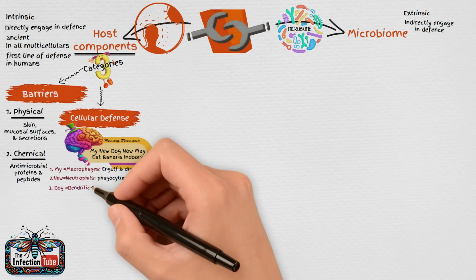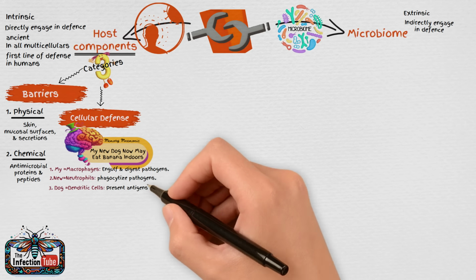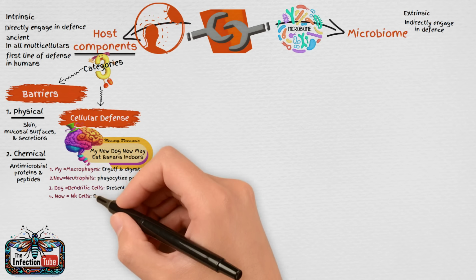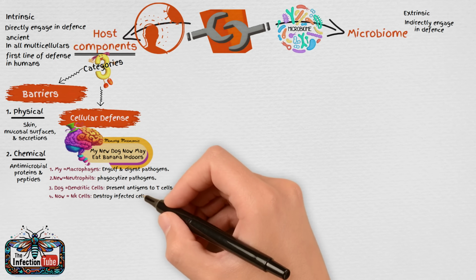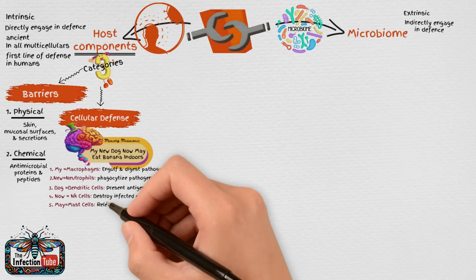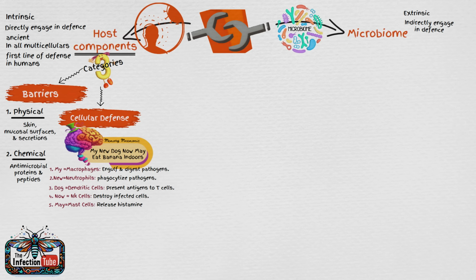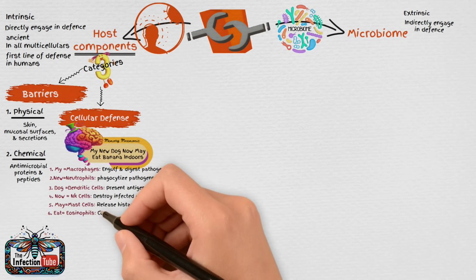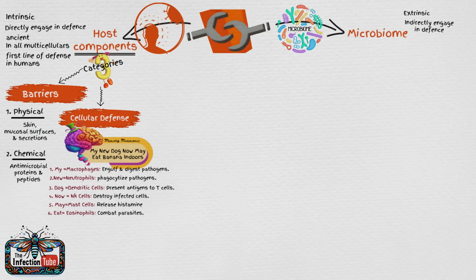3. Dog for dendritic cells, present antigens to T cells. 4. Now for natural killer cells, destroy infected cells. 5. May for mast cells, release histamine during inflammatory and allergic reactions. 6. Eat for eosinophils, combat parasites and have a role in allergic reactions.